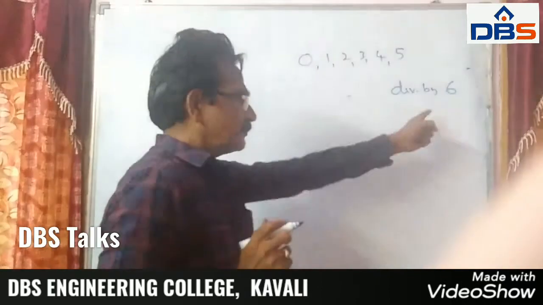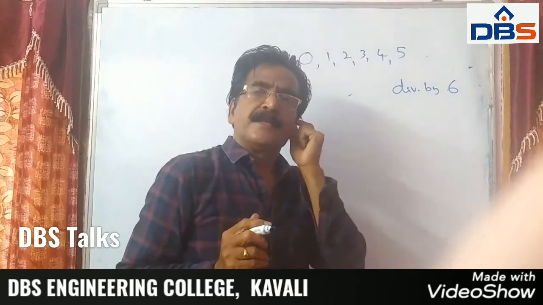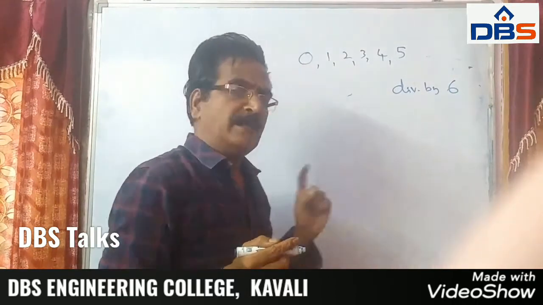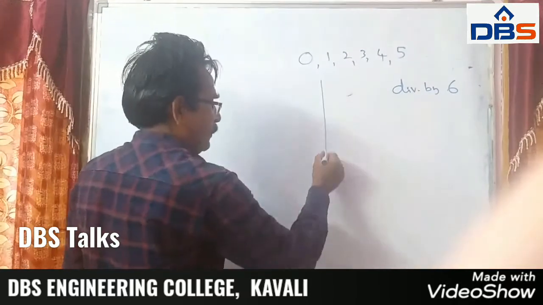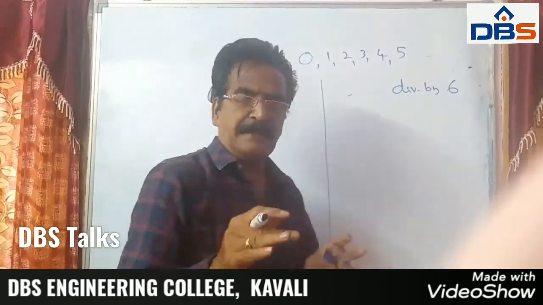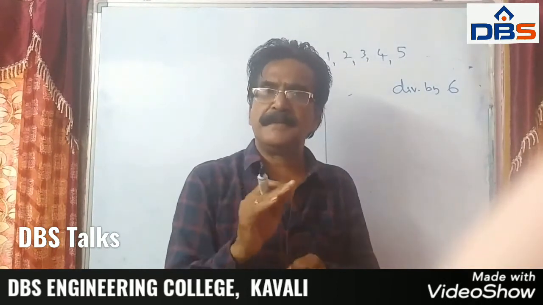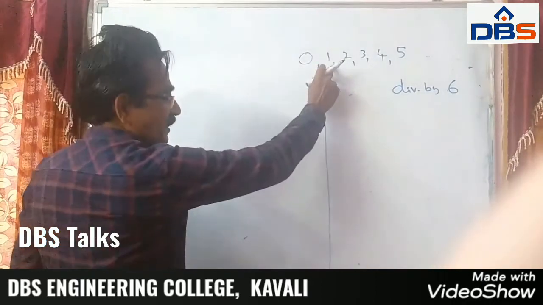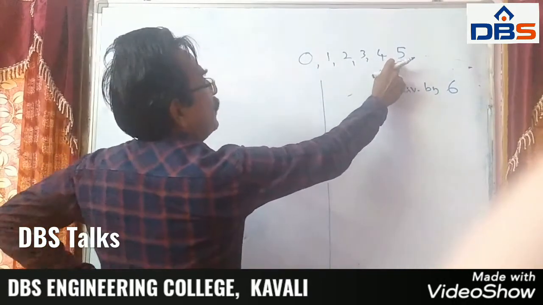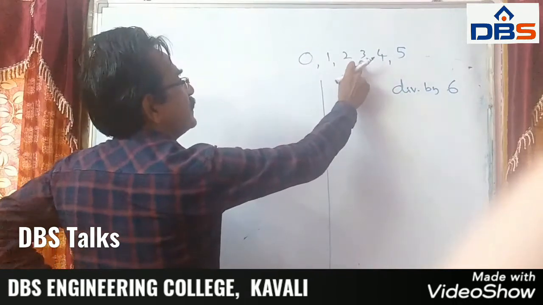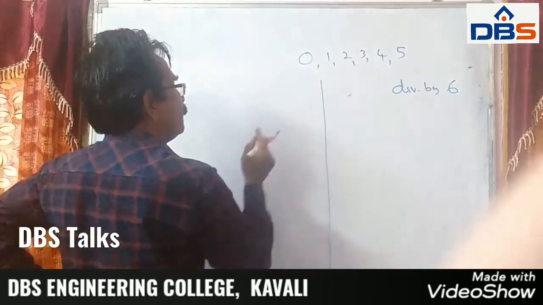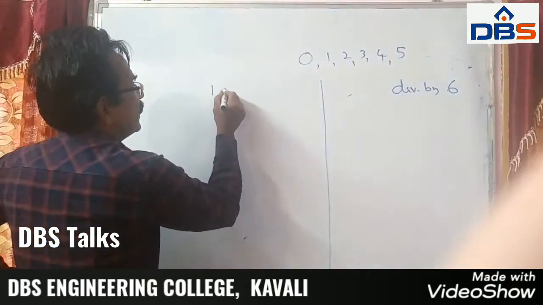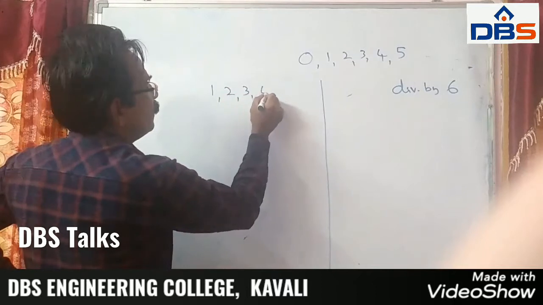Okay, friends. See, if a number is divisible by 6, it must be divisible by 2 and 3. Divisible by 3 means the sum of the digits must be divisible by 3. So these are the given numbers. 5 plus 4 is 9, 9 plus 3 is 12, 12 plus 3 is 15. So either 1, 2, 3, 4, 5.